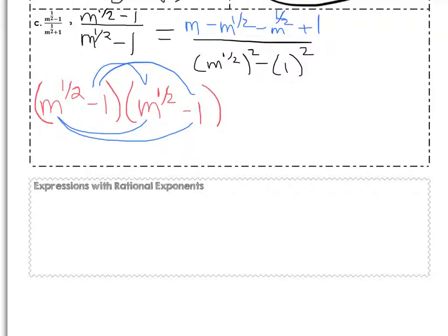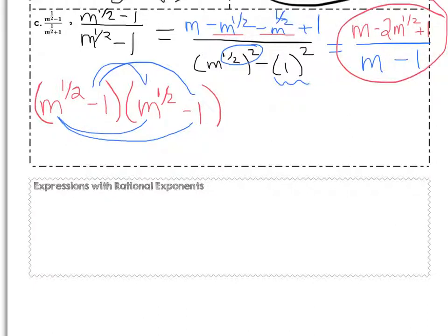All right, so now the bottom part, power to a power, we multiply. 1/2 times 2 just gets me 1. So it's going to be m to the 1st minus 1 on the bottom, because 1 squared is just 1. Now on the top part, we have two things that are like terms. So we're going to end up with m minus 2 m to the 1/2 plus 1. And there you have it.